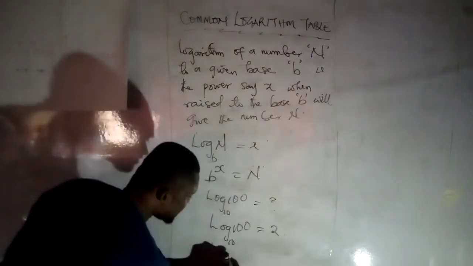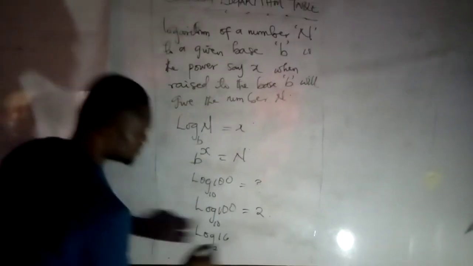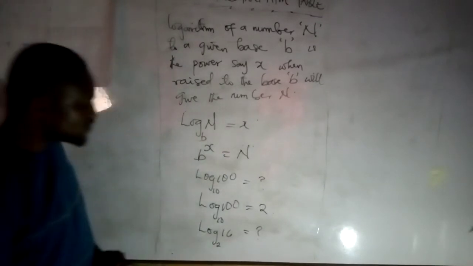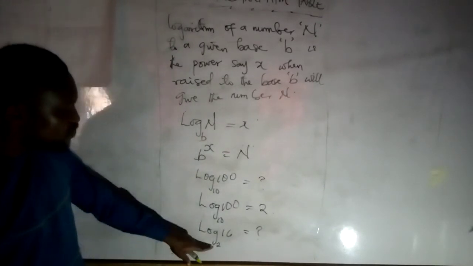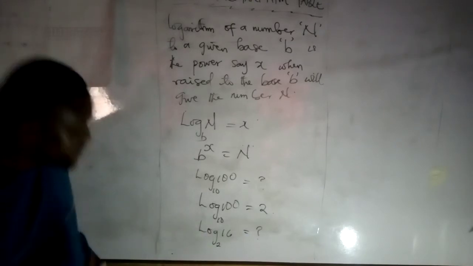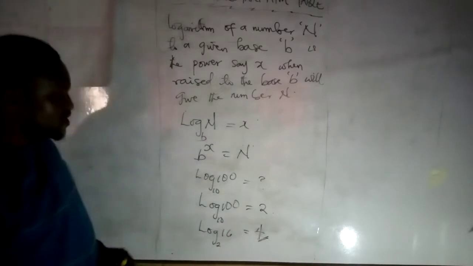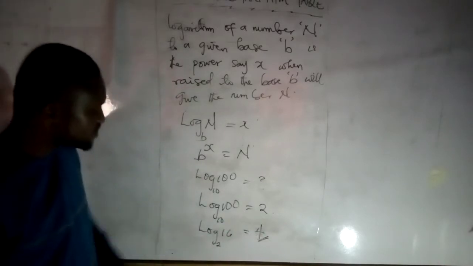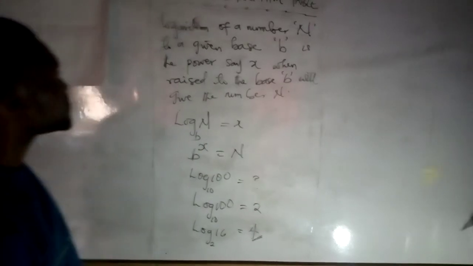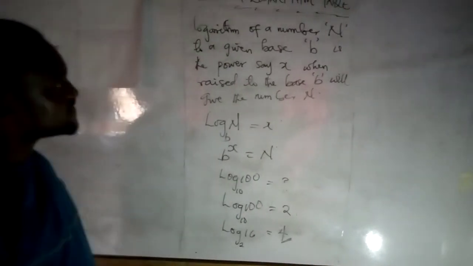The logarithm of the number 16 to base 2 is equal to what? Now, you also ask yourself, what number will you raise 2 to, to get 16? Yes, the number is 4. So you now have 4, because 2 raised to power 4 will give us 16.